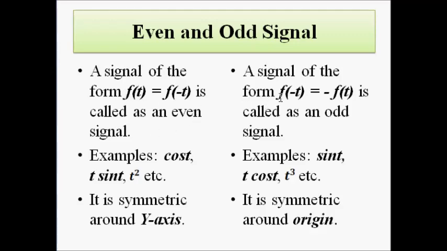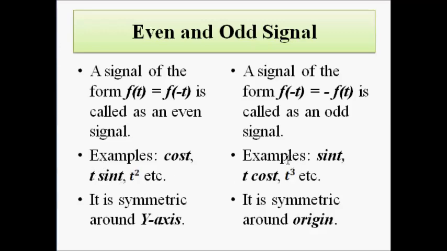Whereas if that signal satisfies this expression, that is f of minus t is equal to minus f of t, then it is called an odd signal. Examples of even signal are, of course, cos t. We know cos is an even function, t sin t, t square. These are some of the examples.